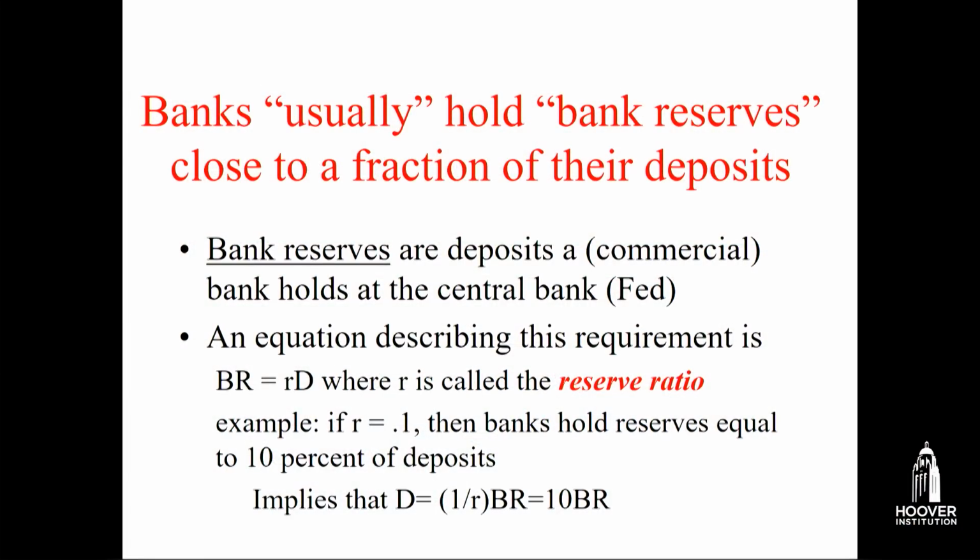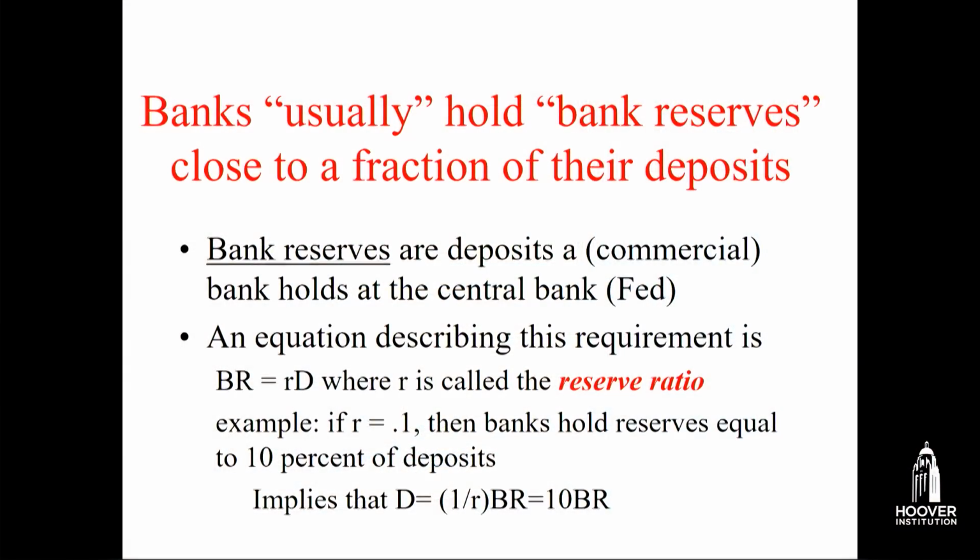There's an equation which describes the relationship between bank reserves and deposits. There it is: bank reserves R equals little r times big D. Little r is called the reserve ratio, by definition. So for example, if the reserve ratio is 0.1, then banks hold reserves equal to 10% of deposits. Now that implies, of course, that there's a connection between the amount of deposits, which is part of the money supply we're trying to determine, and the amount of bank reserves. So if the reserve ratio is 0.1, then deposits are 10 times bank reserves.